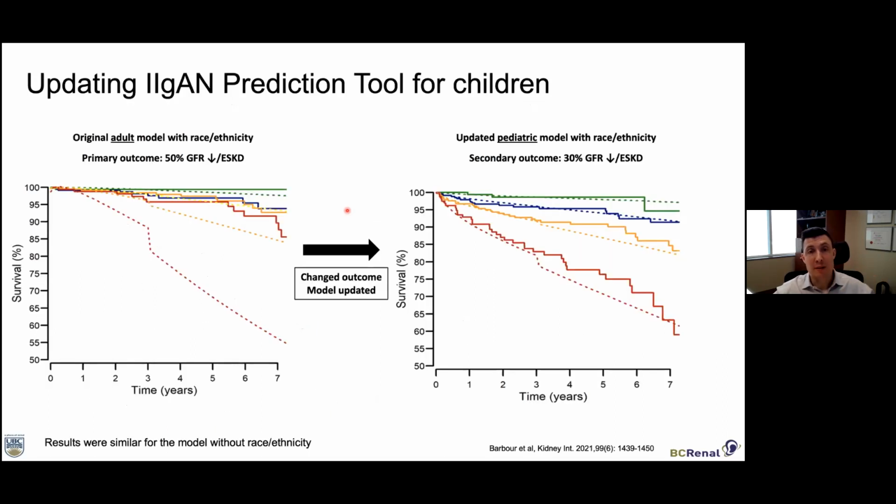Now this slide is kind of busy, but what it shows is that on the left, if you try to use the adult model without modifying it at all, it doesn't do a very good job of predicting outcome in children. And that's probably because children have that very unique trajectory, which is different than what we see in adults. However, we went through a model updating process. So we updated the model, we tweaked it so that it was designed specifically to be used in children and could predict a 30% decline in kidney function. And when we were done, we ended up with a model that actually performed very well in terms of predicting outcome in children, and that's shown here on the right.